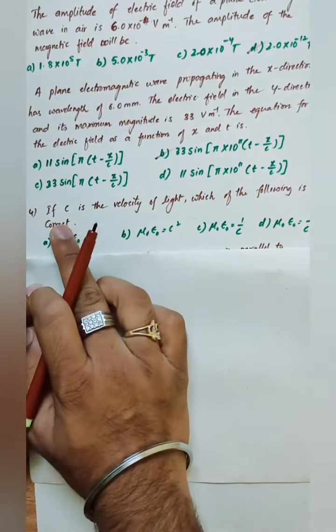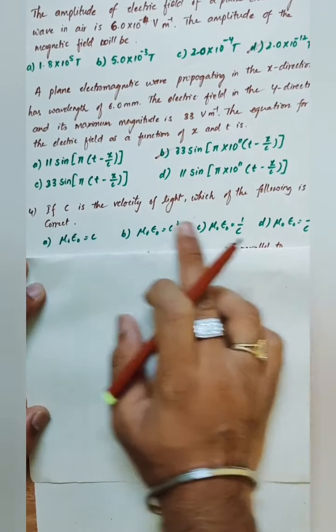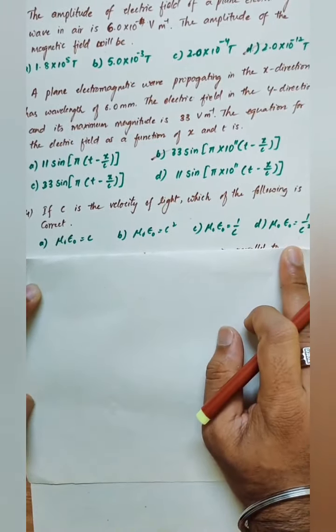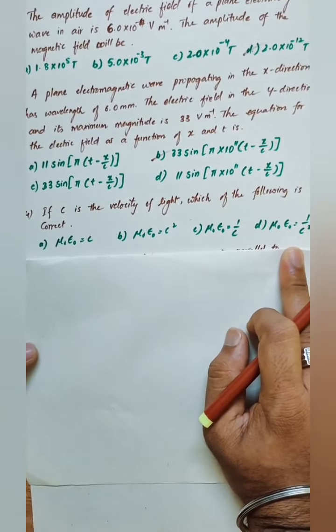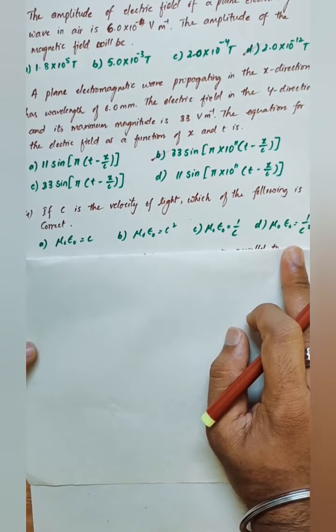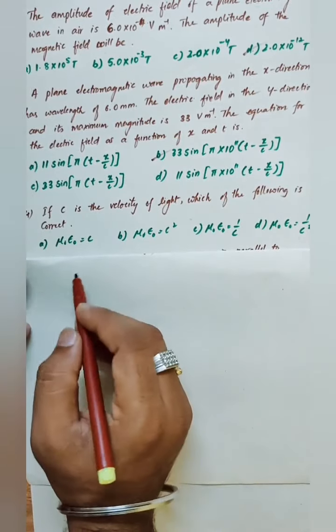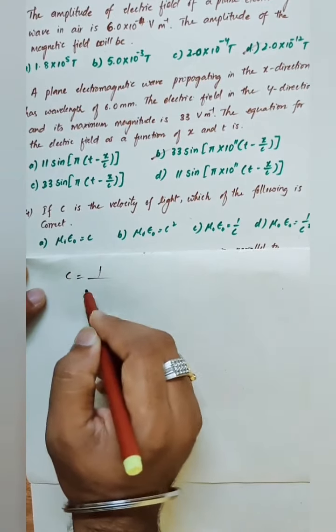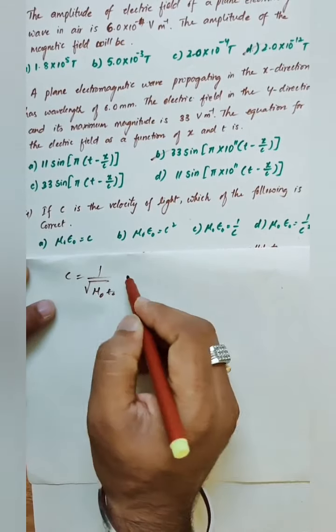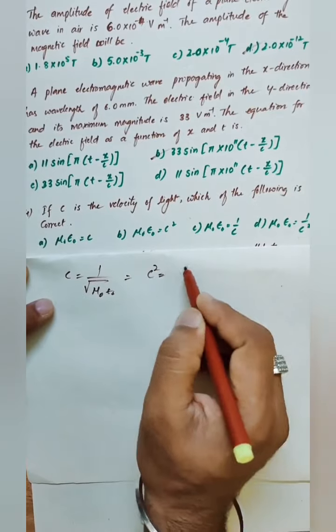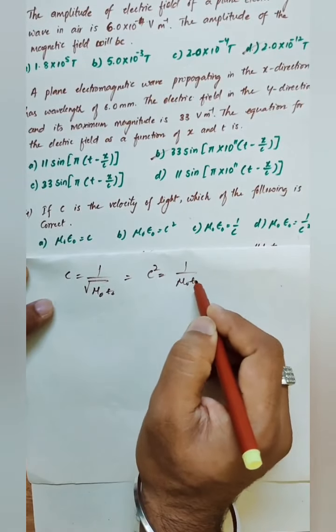Next we have question number 4. If c is the velocity of light, which of the following is correct? Okay, so this is a very easy question, because we know the standard formula, c is equal to 1 by root of mu naught into epsilon naught. So here you just square it on both sides, that is c square.